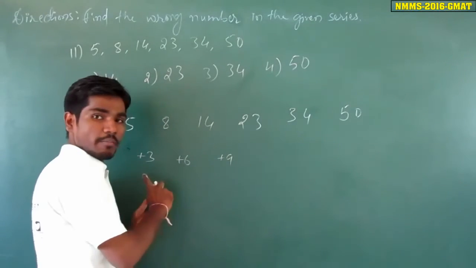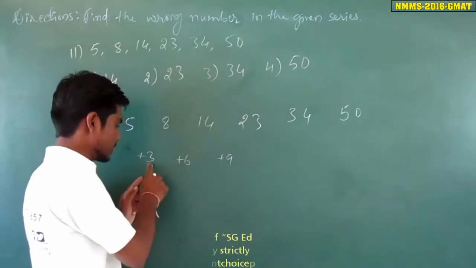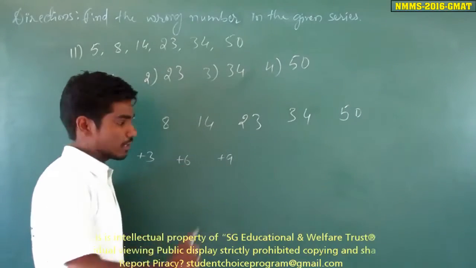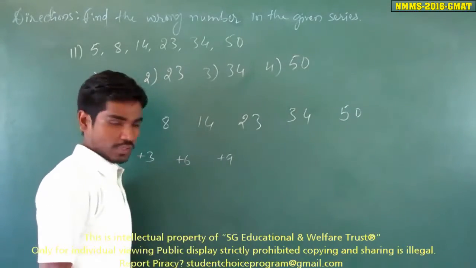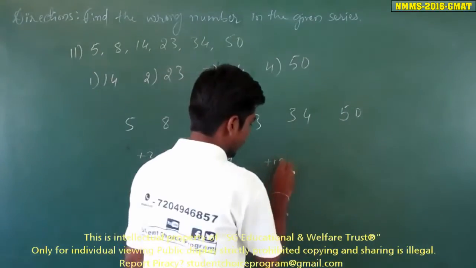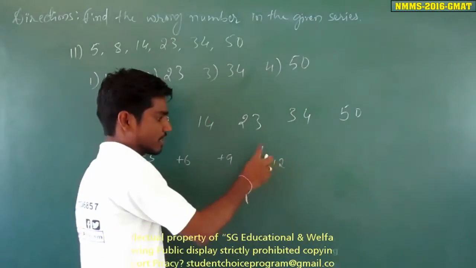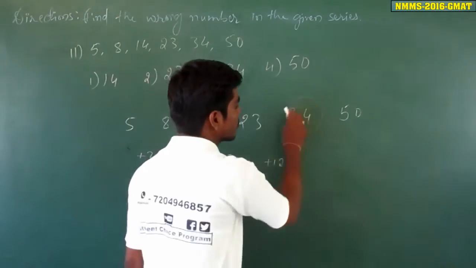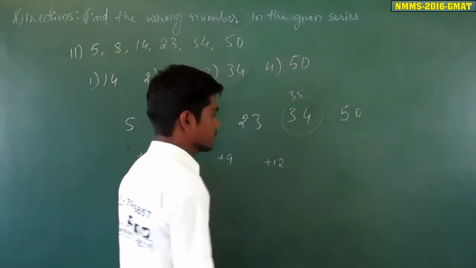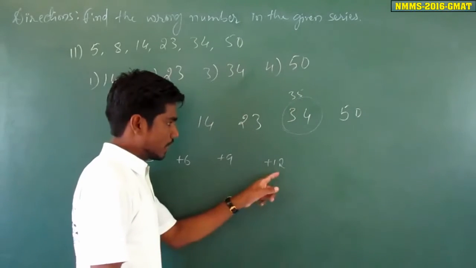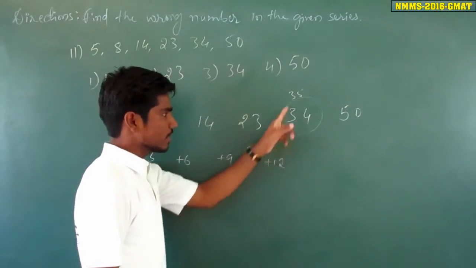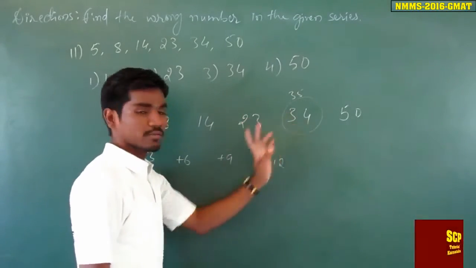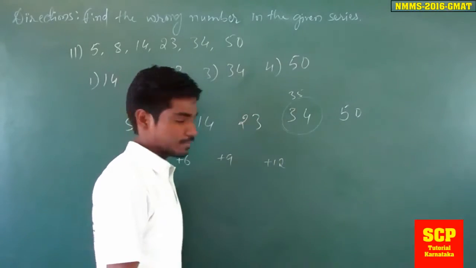Look at here. 3, 6, 9. Nothing but what? Multiples of 3. That is 3 ones are, 3 twos are, 3 threes are. So next would be what? 3 fours are, that is what? 12. That means if I add 12 to 23, what I'll get? I'll get 35, not 34. Okay. So if I add 12 to 23, what should I get? I should get 35. But I am having here 34. Let us keep it like that only.